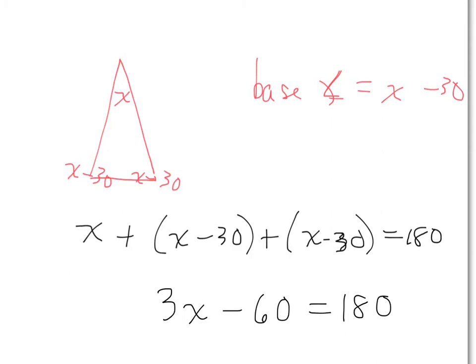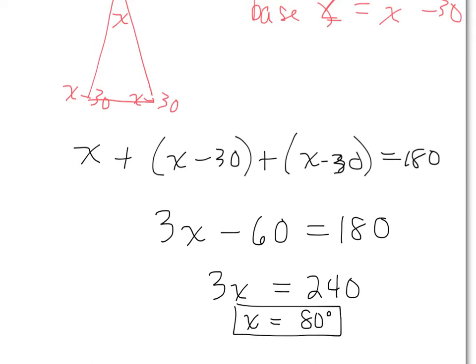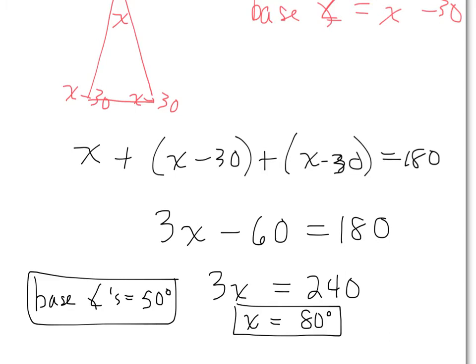And then from there, I just solve the equation. Add 60 to both sides, giving you 240, and divide by 3, giving you 80. That's the vertex angle. So what are the base angles? 50 each. Good, 50 each. Nice and loud. I can't hear you the first time. So the base angles are 50 each. Okay. So we solve for the 3 angles in the triangle.